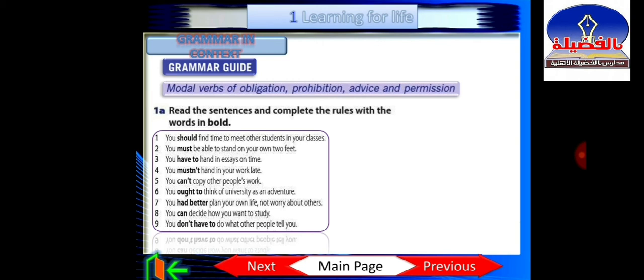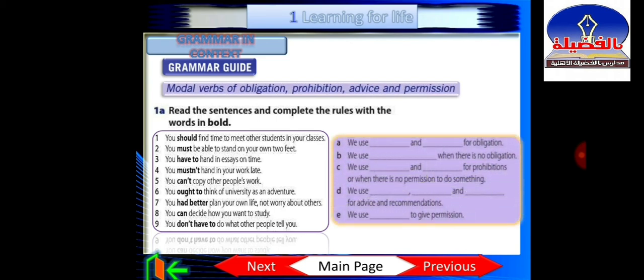8. You can decide how you want to study. You can decide يمكنك أن تقرر. 9. You don't have to do what other people tell you. You don't have to يعني غير ملزم أو غير مضطر. So here we have five different usages for these modals. We can use some of them for obligation الإلزام, or no obligation, prohibition, for advice, and finally to give permission.